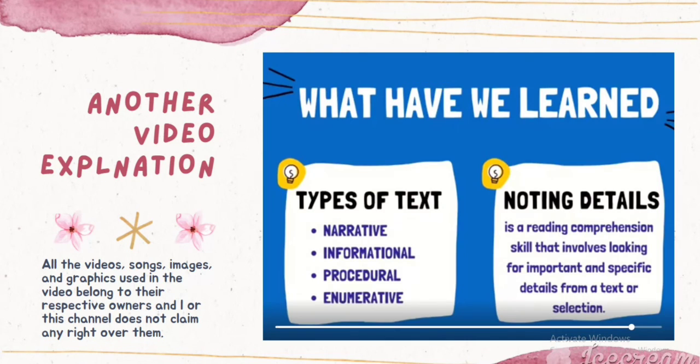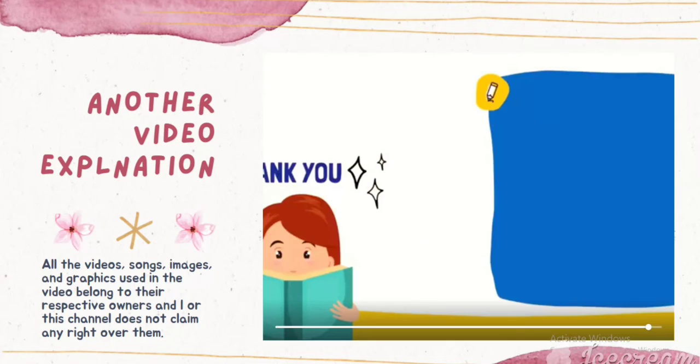What have we learned today? We learned that there are various types of text: narrative, informational, procedural, and enumerative. To understand them better, we need to know how to note details. That's all for today, and see you in the next lesson.